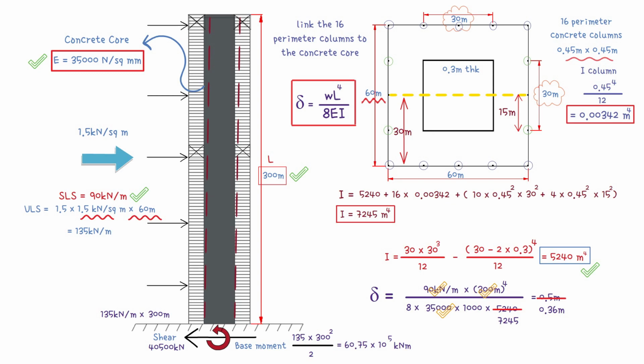Moving on. Finally, the maximum allowable deflection is 300 meters divided by 500, which equals 0.6 meters. Therefore, the tower is approximately satisfactory in terms of deflection, both with and without the outrigger truss, which has reduced the deflection from 0.5 to 0.36 meters.